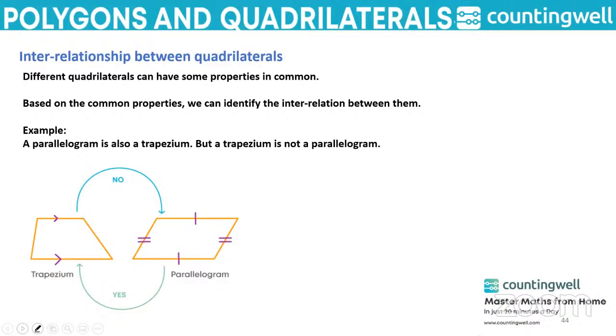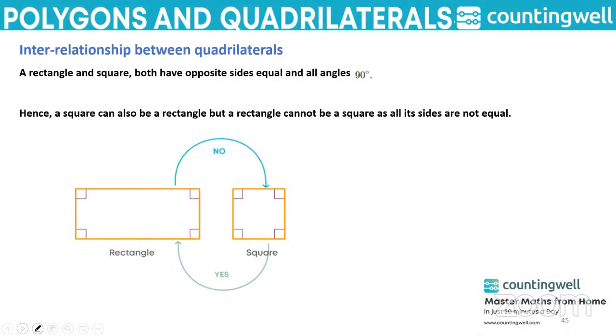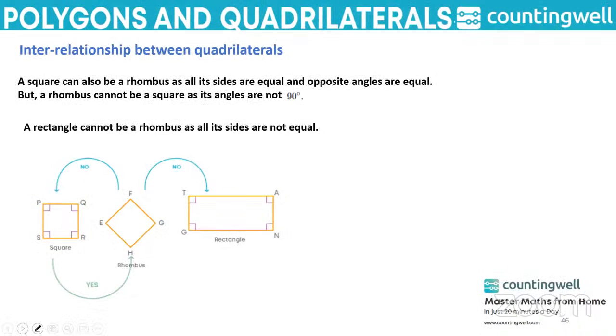Let us see the interrelationship between quadrilaterals. Always remember a parallelogram is also a trapezium, but a trapezium may not always be a parallelogram. Also, a square is also a rectangle, but a rectangle cannot always be a square. Also, a rectangle cannot be a rhombus as all its sides are not equal.